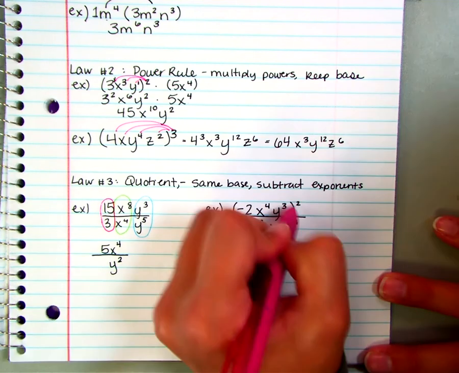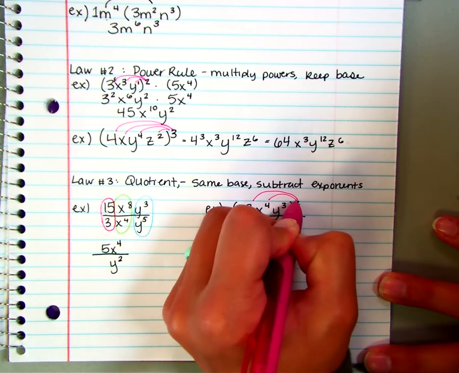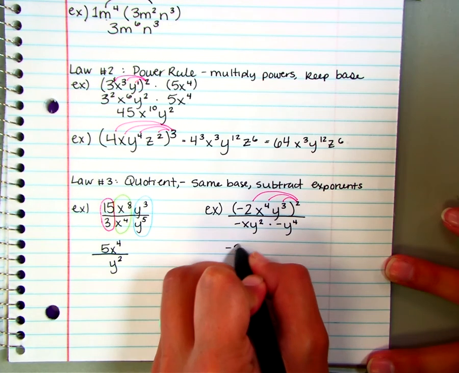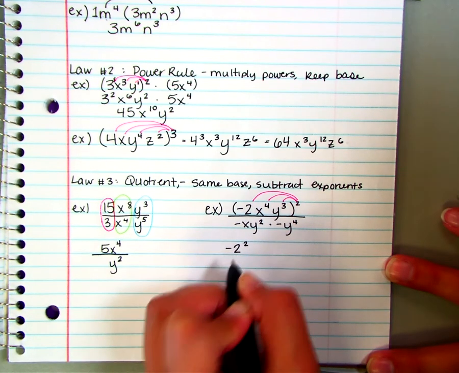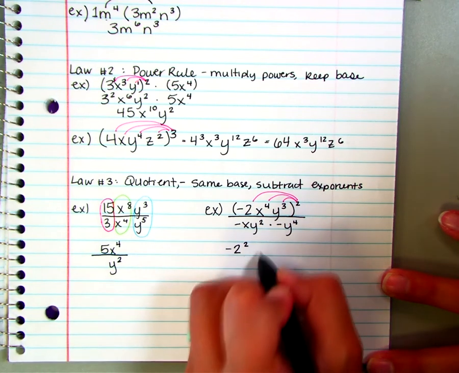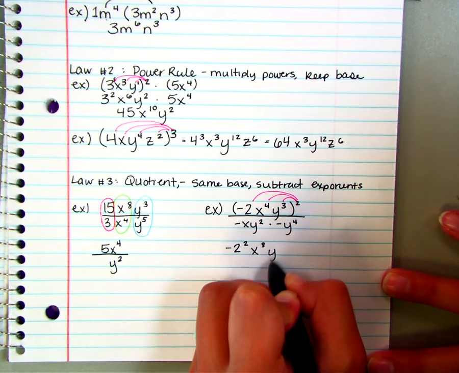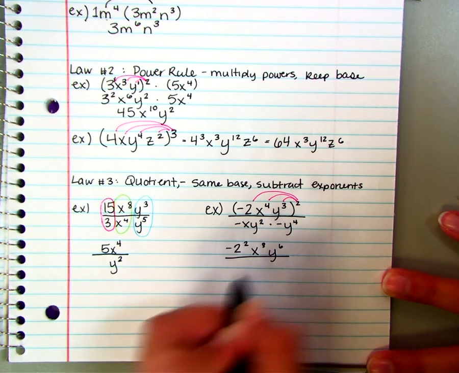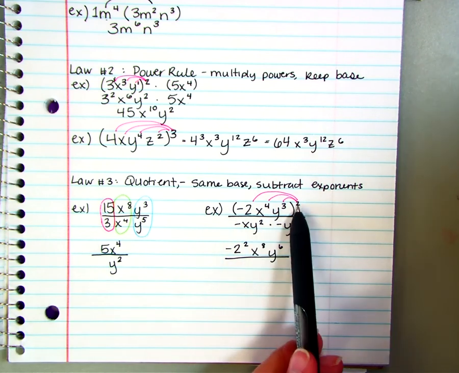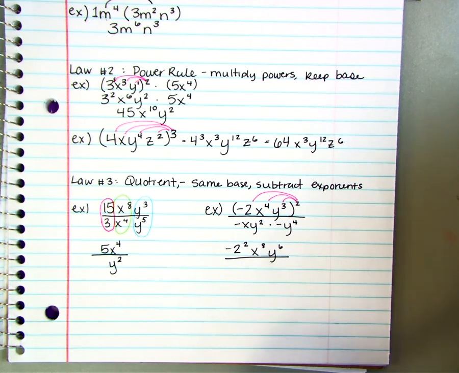So we're going to go ahead and distribute this 2 to all the exponents. So we'll go ahead and do the top. So negative 2 squared. Make sure you're squaring the negative and the 2. x to the 8th, y to the 6th. And we're just following order of operations. So parentheses, exponents first, multiplication or division are interchangeable.